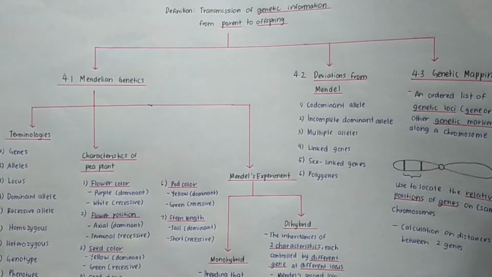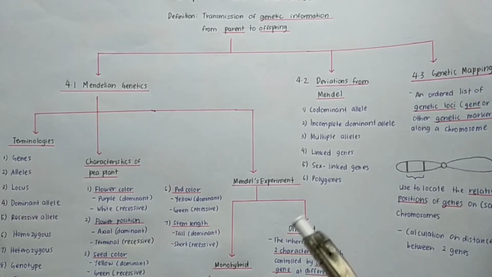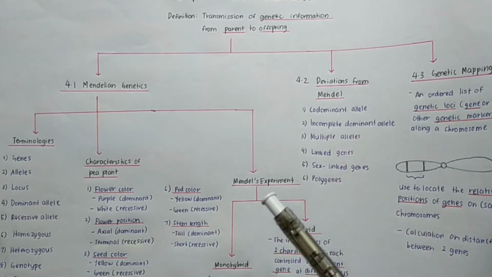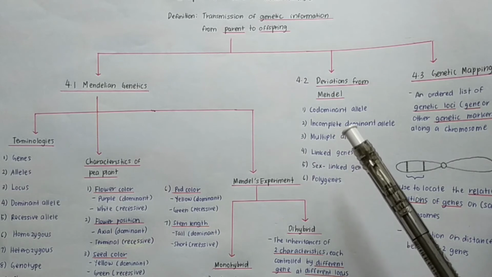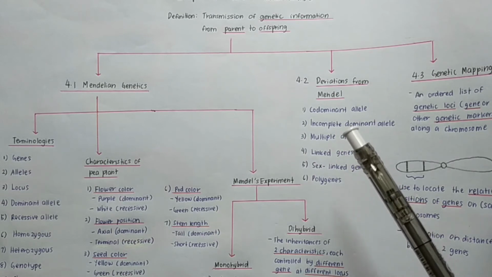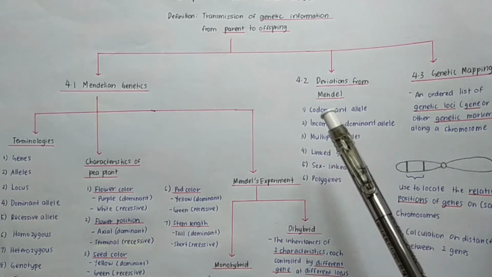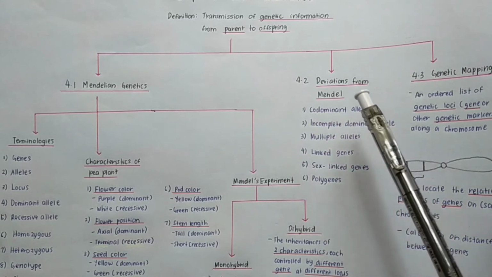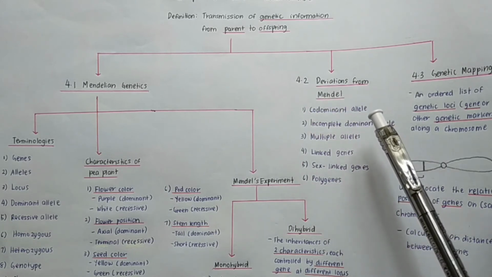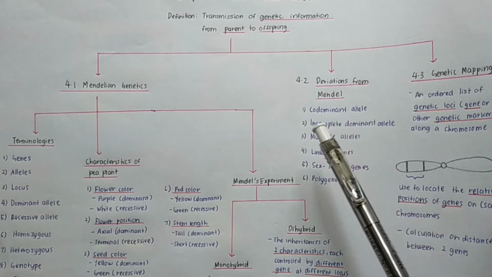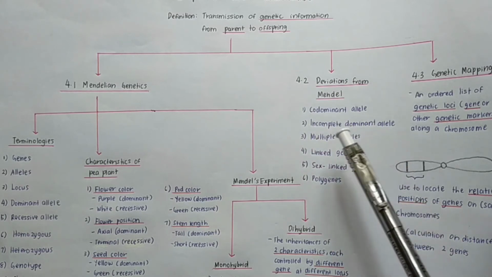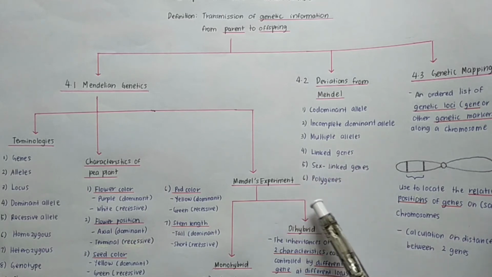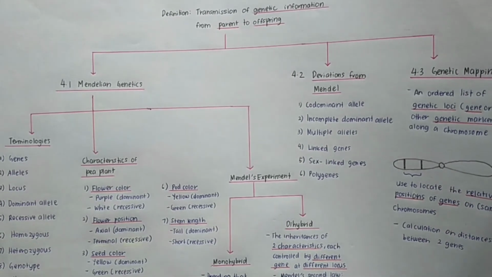For subtopic 4.2, deviation from Mendel. Deviation means bercanggah. Maksudnya ada beberapa karakteristik yang mana dia tak follow Mendel's law. Di antaranya, the first one is codominant allele. Second, incomplete dominant allele. Third, multiple allele, linked gene, sex-linked genes, and the last one, polygenes. All of these are deviations from Mendel. Later kita akan discuss dengan lebih detail.